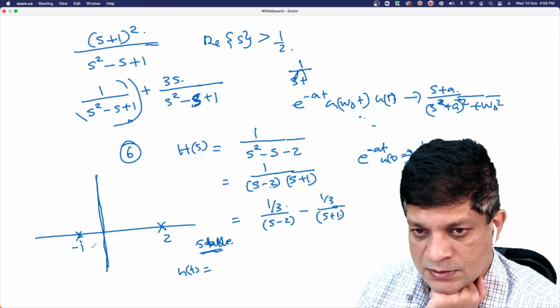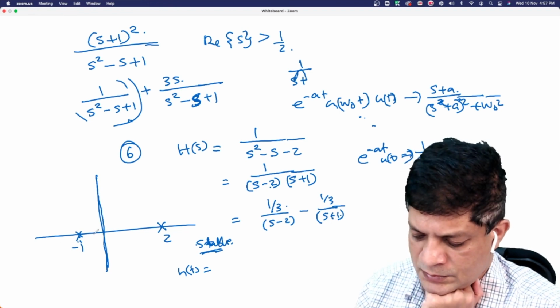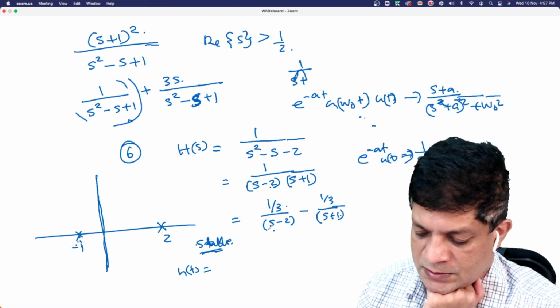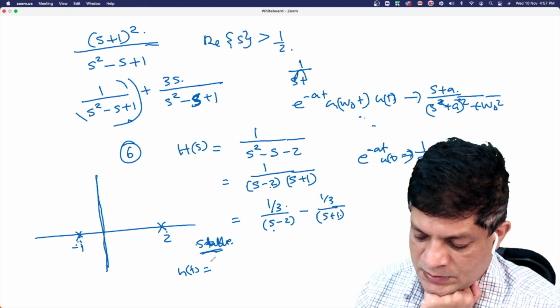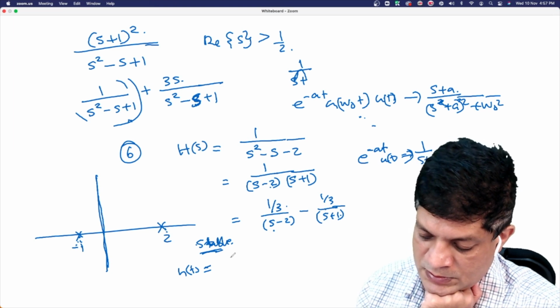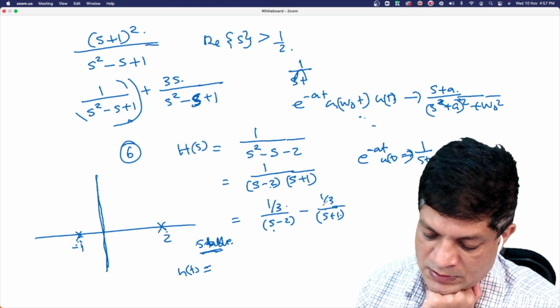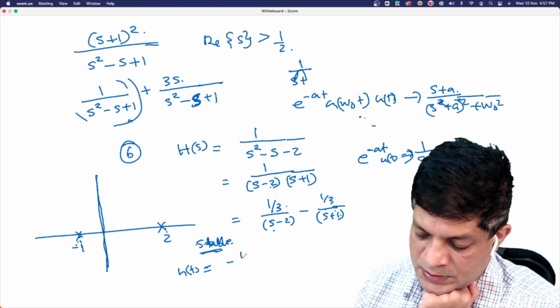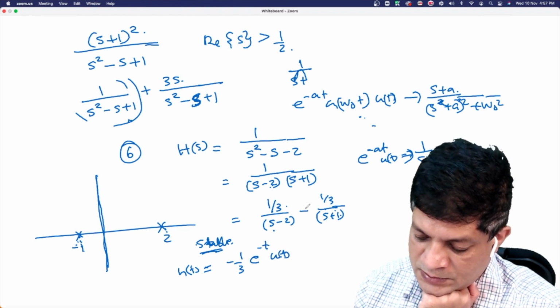Left-sided or right-sided signal? Right-sided. This is a right-sided pole of a right-sided signal, and this one is a left-sided signal. So what is that result? If this is a right-sided signal, you will get minus 1 by 3 e to the power minus t u(t). That is the inverse of this. The minus sign is here. And what about this one?